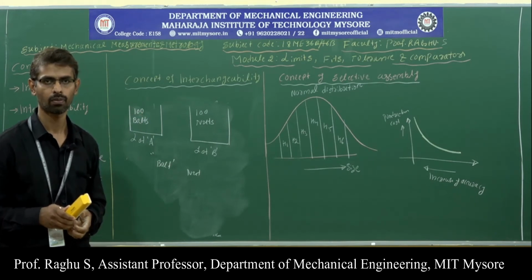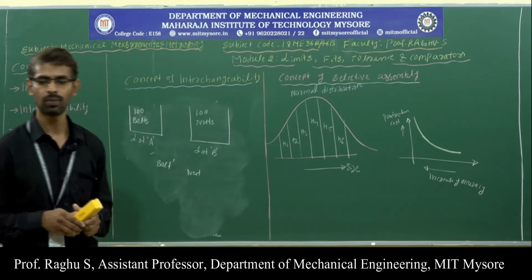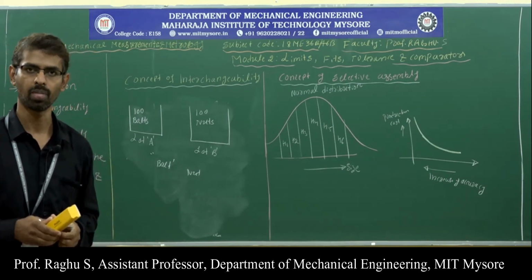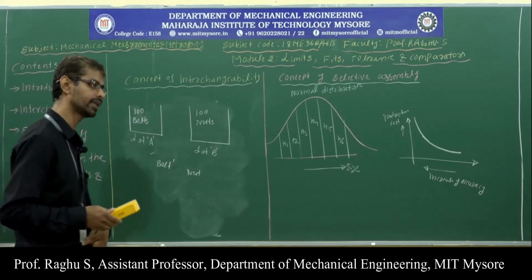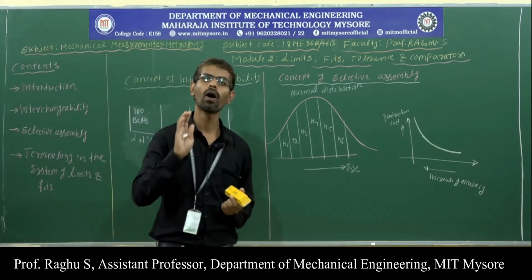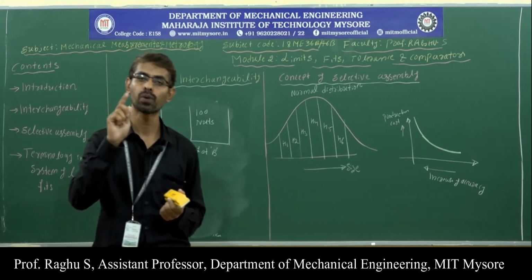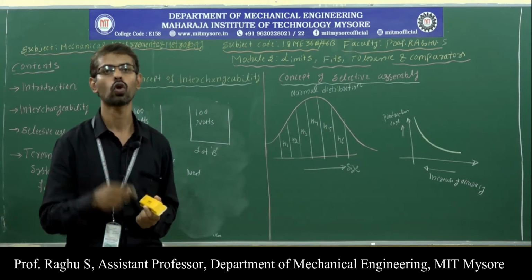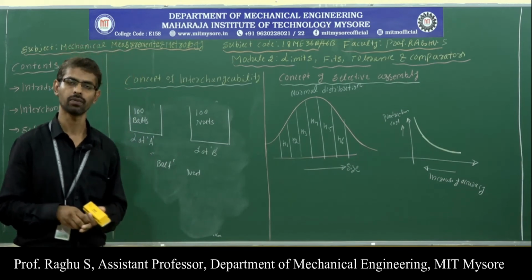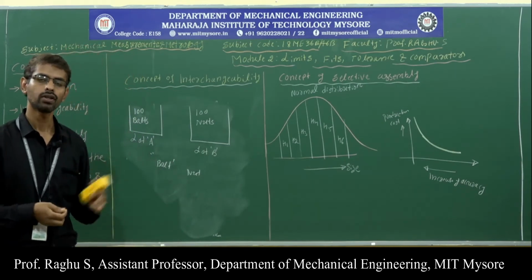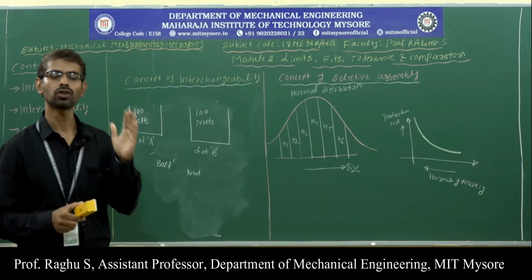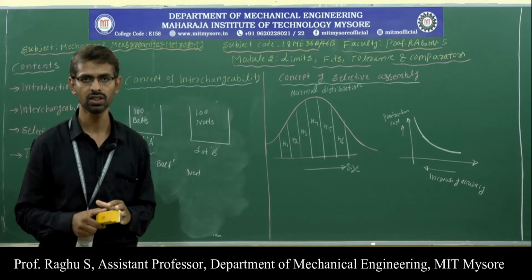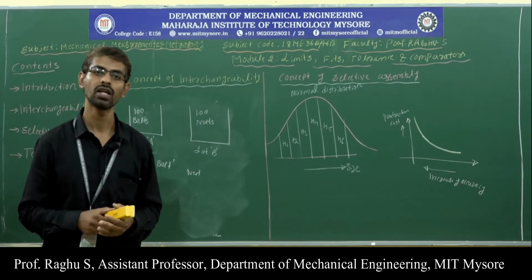We have two types of interchangeability: universal interchangeability and local interchangeability. What do we mean by universal and local interchangeability? If the parts which are to be assembled are produced in the same plant or industry, it is called local interchangeability. Universal interchangeability means the parts to be assembled are produced in different manufacturing sources.